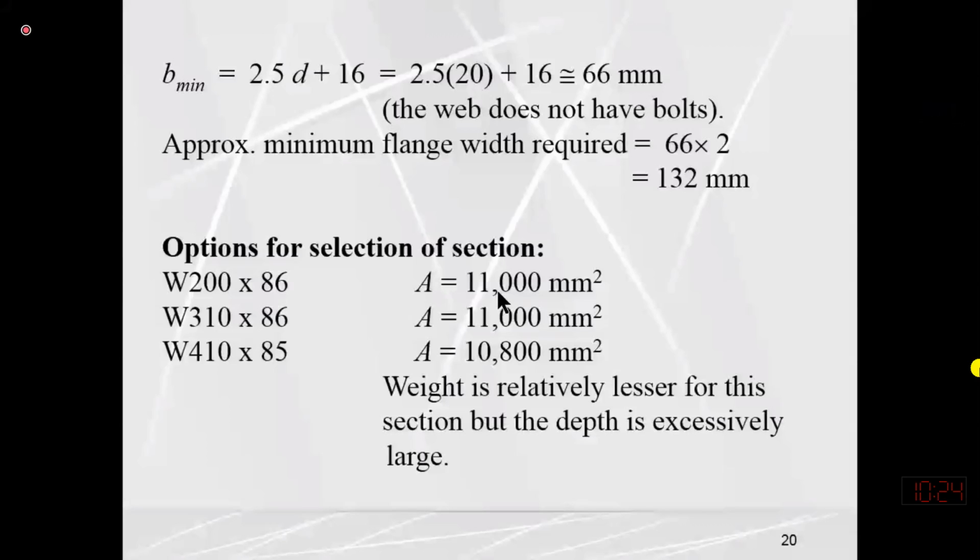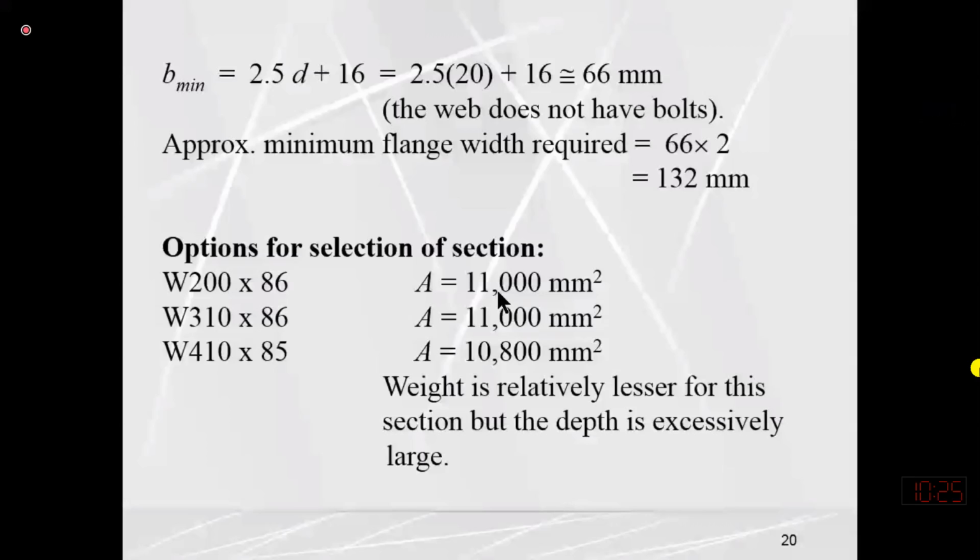Yes, I'm on page number 22. On page number 22, the second section, which is W286, has the area 11,000, and the section above, 200 into 100, has area 12,700. I will not write it.